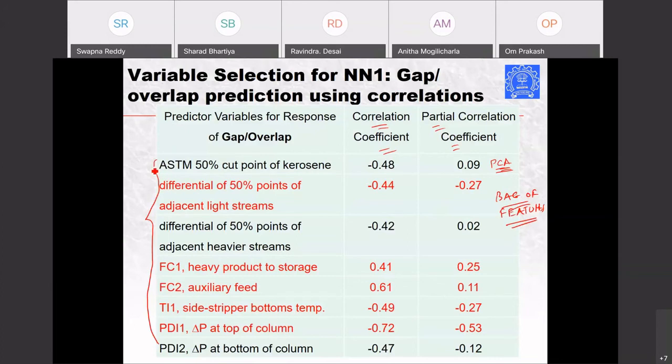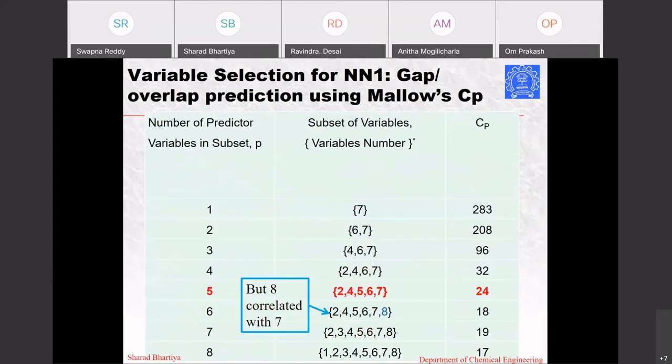Now here, a more engineering kind of approach was taken, where some simple measures were used to find out what would be the interesting inputs. Also, for example, there is something called Mallows' C sub p statistic, and we used that to find out what will be the set of features that go in, and some judgment was made.